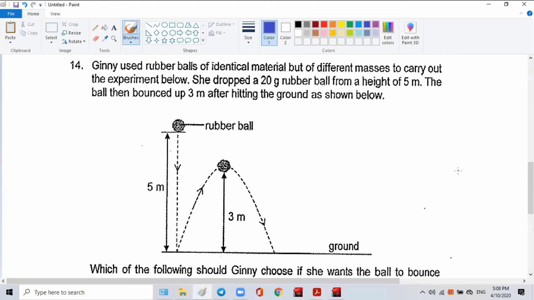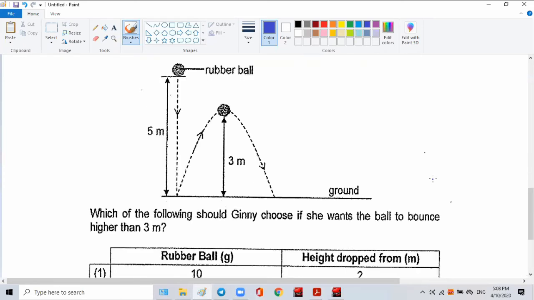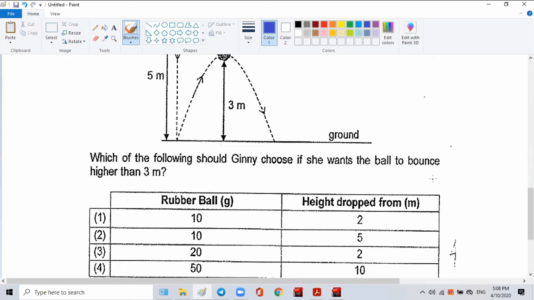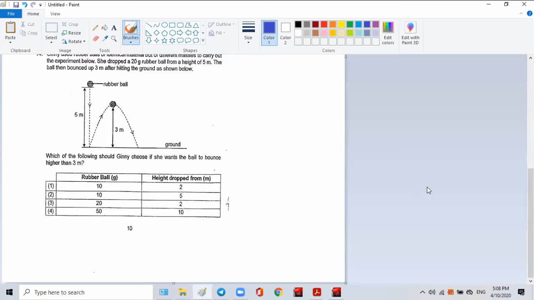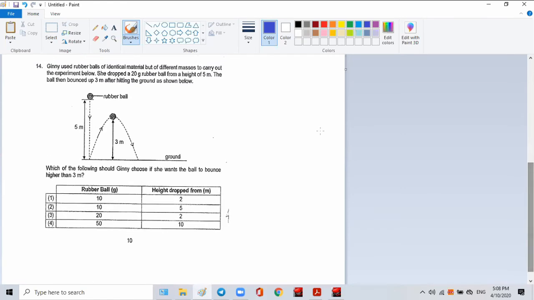Mr. Ruben. Ginny used rubber balls of identical materials, same material but different mass. To carry out the experiment, she dropped a 20-gram rubber ball from a height of 5 meters. The ball bounced up 3 meters after hitting the ground as shown below. Which one of the following should she use if she wants to bounce the ball higher than 3 meters? What's your answer? Number 2. All right, let's see.